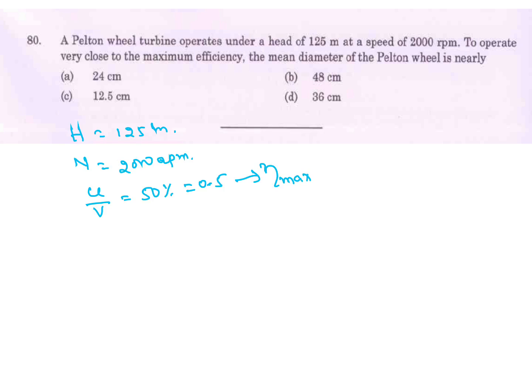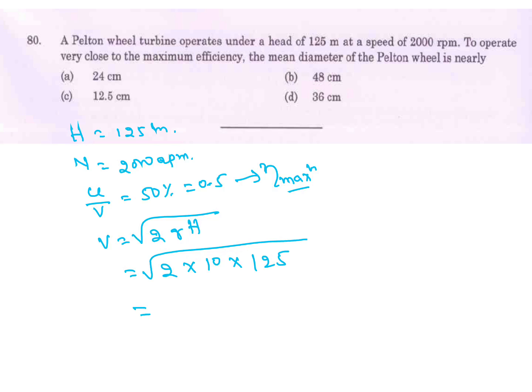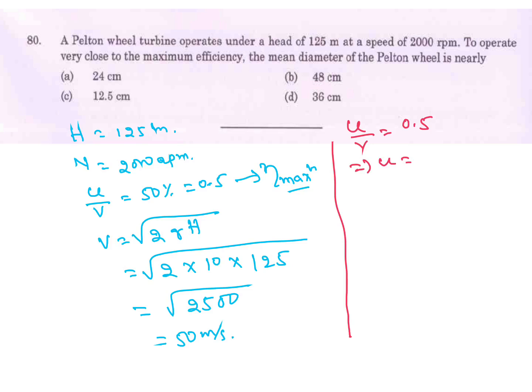So V equal to square root of 2gH. 2 into g as 10, we will take approximately 125, 250, then one more 0, 2500, square root of it is 50 meter per second. U by V equal to 0.5. So U equal to 0.5 or 1 by 2 into V, we got 50. So it's 25 meter per second, and we know U equals pi DN by 60. We have to calculate the diameter.